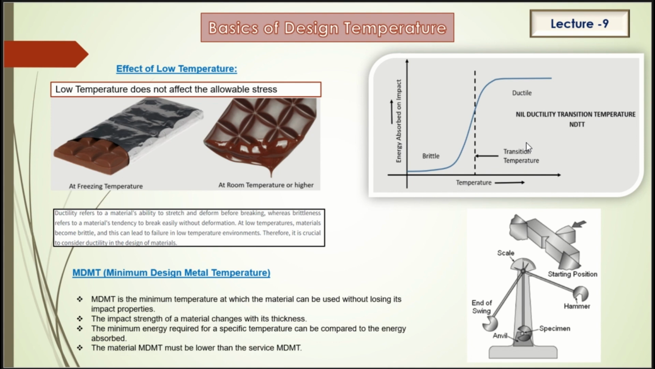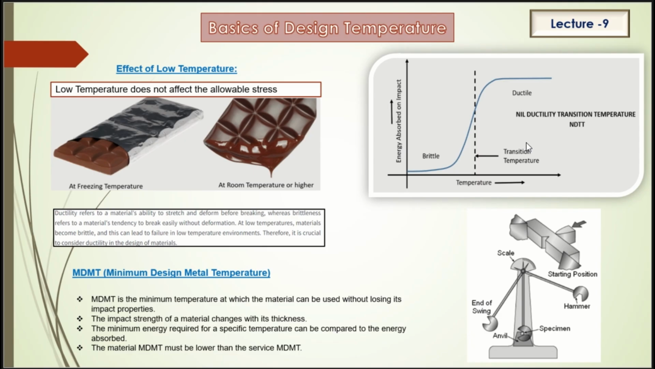And the material MDMT must be lower than service MDMT. So what does service MDMT mean? For example, in cryogenics, we will run fluids at minus 129 degrees, minus 200 degrees like that. So that is our service condition, minus 200. Our least temperature must be lower than that minus 200 degrees Celsius, because it is impossible to run a pressure vessel at exactly minus 200 degrees only. There are fluctuations in temperature. So that's why in practical situations we will take some allowances for the least temperature.